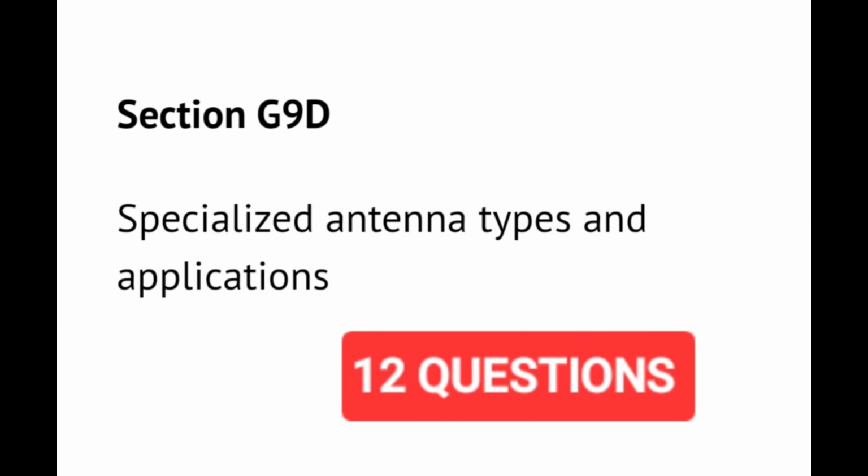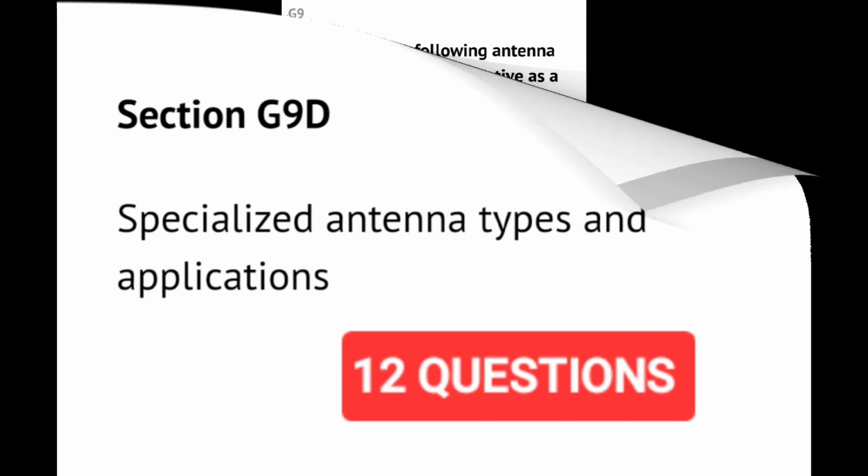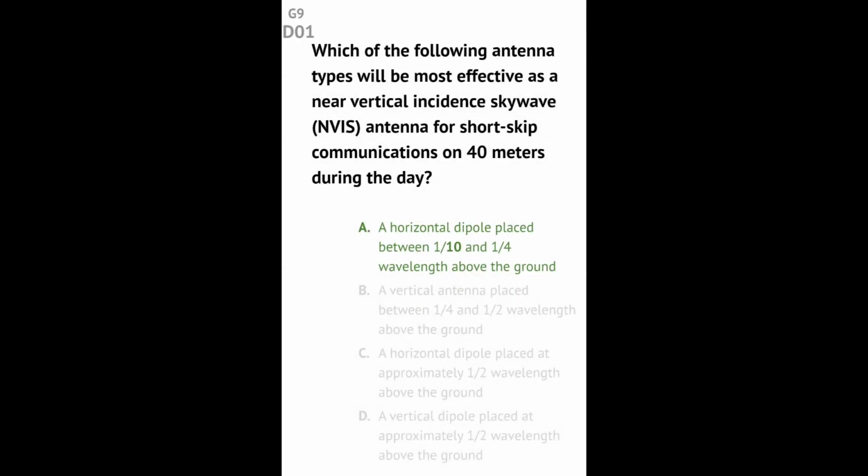Section G9D. Specialized antenna types and applications. Question G9D01. Which of the following antenna types will be most effective as a near vertical incidence skywave, NVIS, antenna for short skip communication on 40 meters during the day? Answer: a horizontal dipole placed between 1/10 and 1/4 wavelength above the ground.